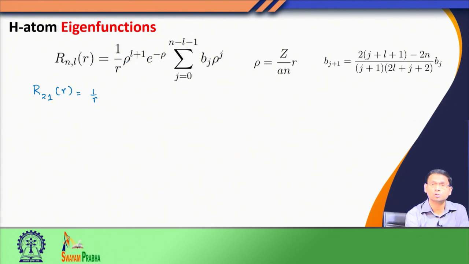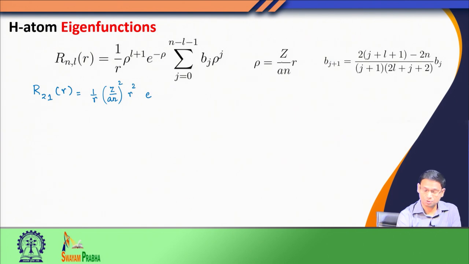We have to do this rho to the power L plus 1. Since L is 1, we would have L plus 1 as 2. So, we would essentially write z over a n square r square, because r to the power L plus 1 multiplied by e to the power minus rho, where rho is z over 2 a r. Here, n will be 2 when we write it next time. So, this is the exponential function, one of the two asymptotic solutions. The earlier one was one asymptotic solution, and this is the other asymptotic solution.